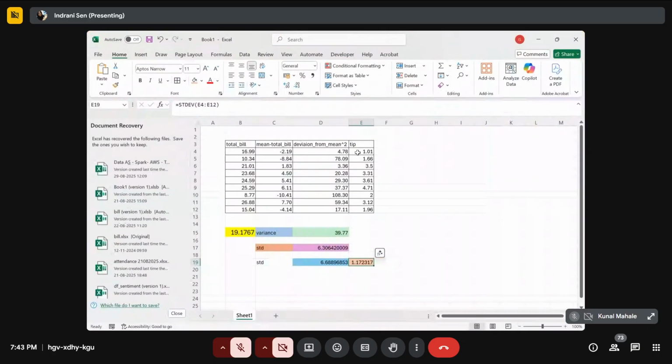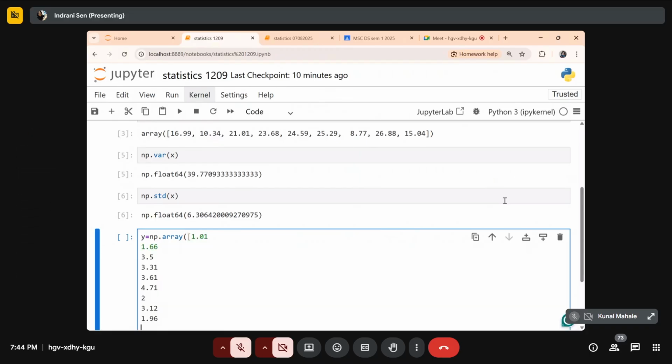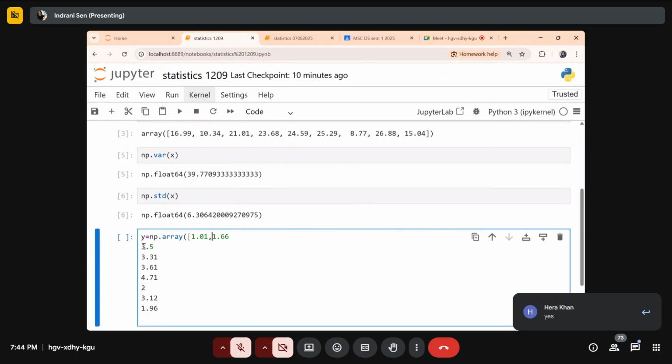Is anyone doing this with me? Just write yes in the chat. Is anyone doing the practicals with me? Here I'm adding this Y, and I want to compare both the columns with the help of the coefficient of variation.